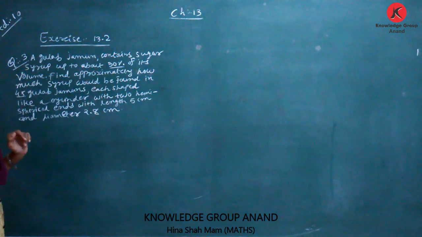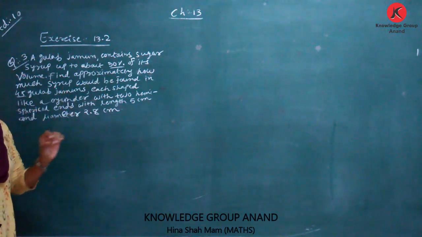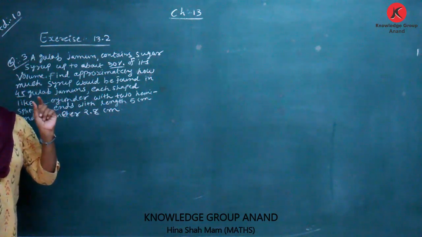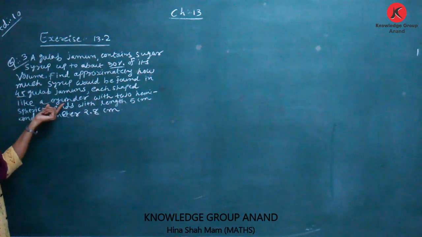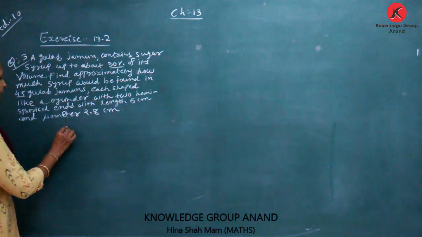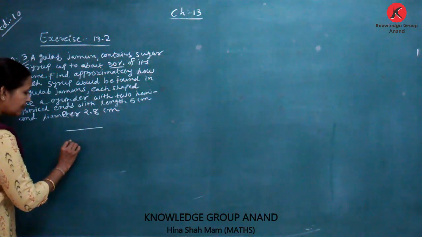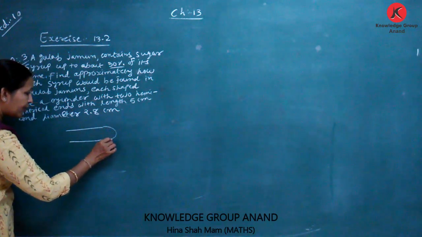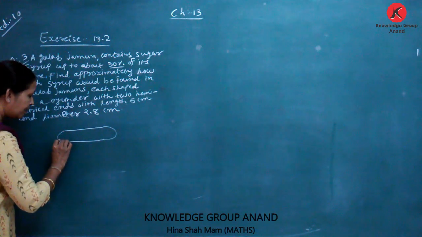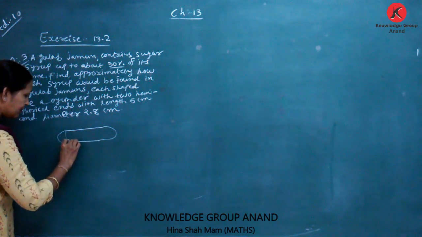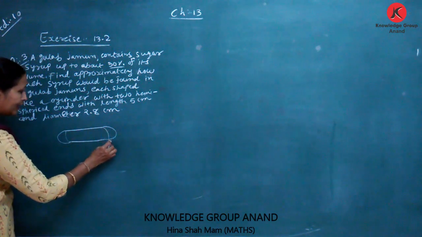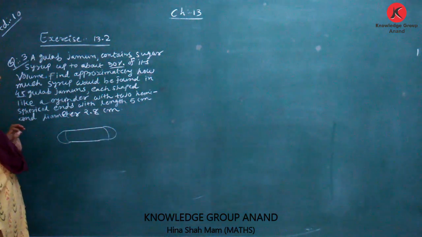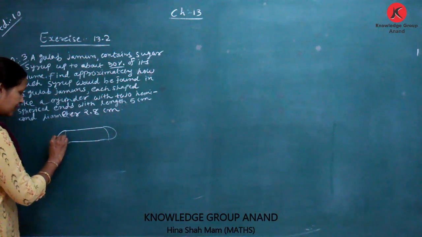Now, what is its shape? A gulab jamun is not spherical. Its shape is like a cylinder with two hemispherical ends. Here it is like this: a cylinder and two hemispherical ends.